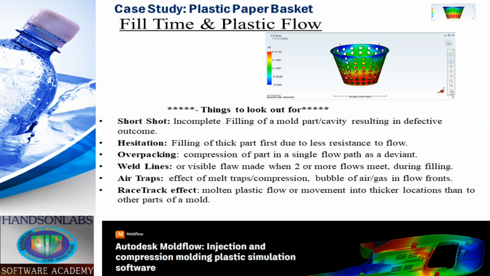Then the weld lines or visible flow marks, just like what I explained previously. This happens when two or more flows meet during filling. Then the air traps. This is the effect of melt traps, compression, bubble air gas in flow fronts, just like I explained previously. These are indicators that fill time and plastic flow can easily reveal. Then the racetrack effect: molten plastic flow or movement into thicker locations than other parts of a mold. That is what racetrack is about.